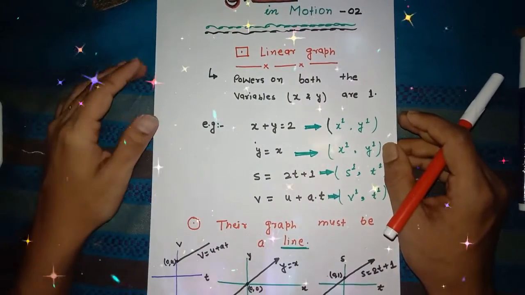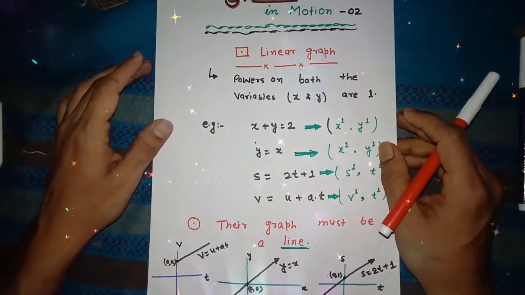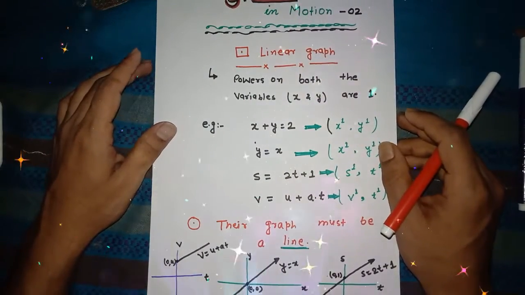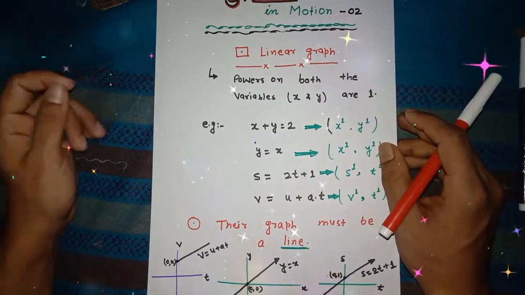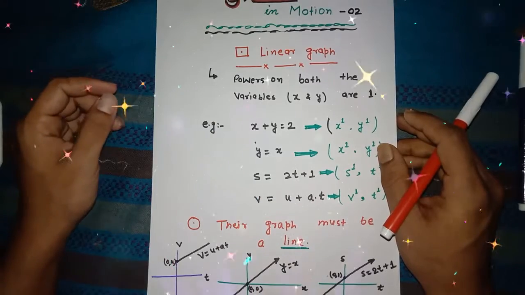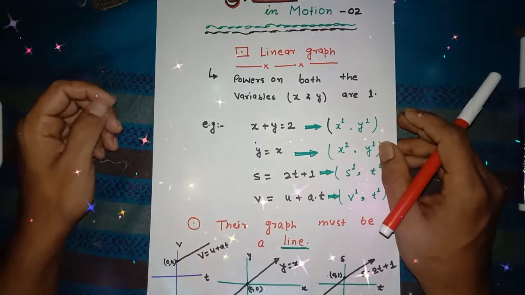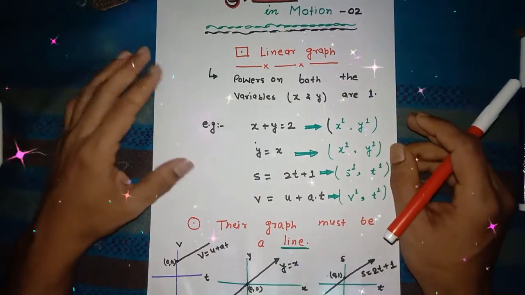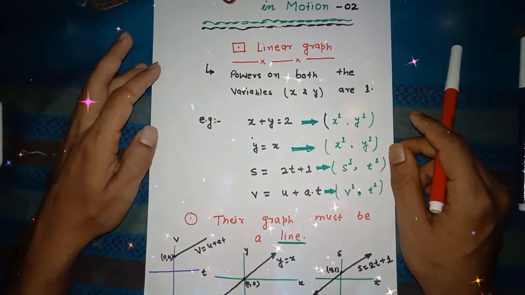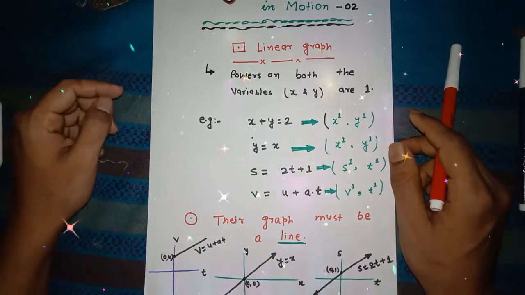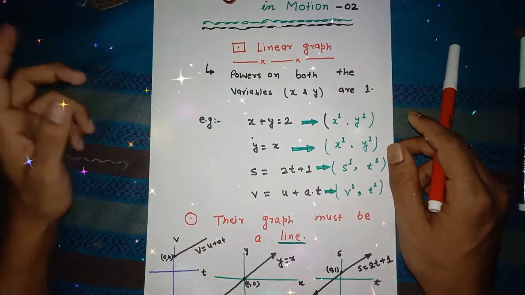When the powers on both the variables x and y are 1, we call this type of graph a linear graph, because if the powers on x and y are 1, then in every case we find that the graph is a straight line. That's why this kind of graph is called a linear graph. Here you can say x plus y is equal to 2, and if you plot the graph of this expression, then we find that the graph is a straight line.